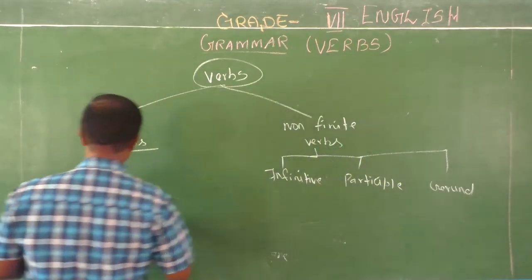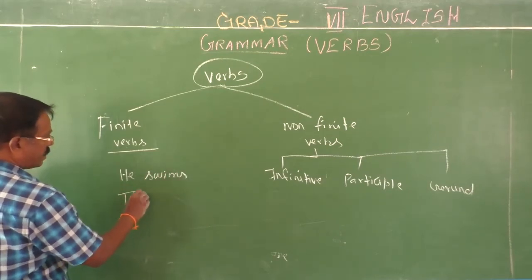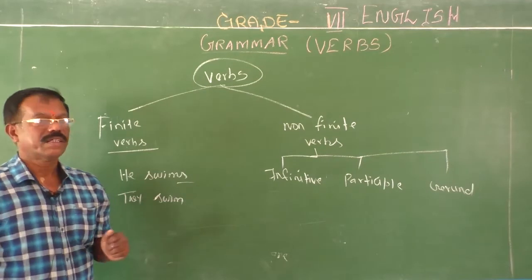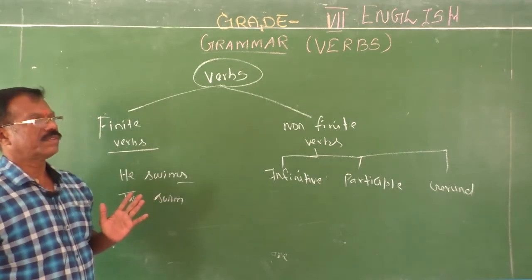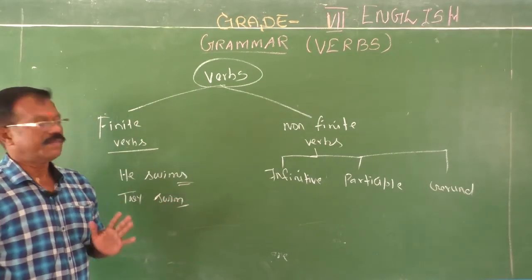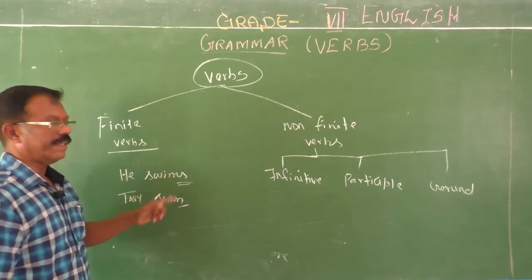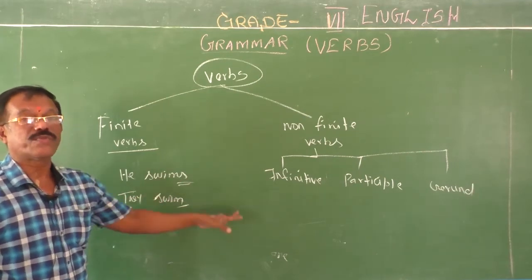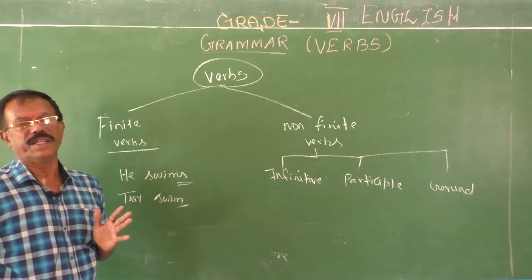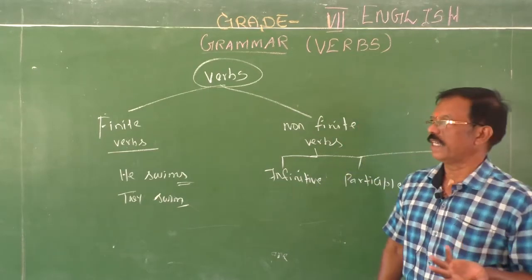For example, I will give you an example. He swims, they swim. So the base form takes s or es when the subject is singular. He swims and they swim. So these verbs change in their form when the subject changes, whether the subject is first person, second person or third person, and then according to the numbers also. Rama and Raja watch a movie. He watches a movie, like that. So when these verbs change according to the person and the number, they are called finite verbs.